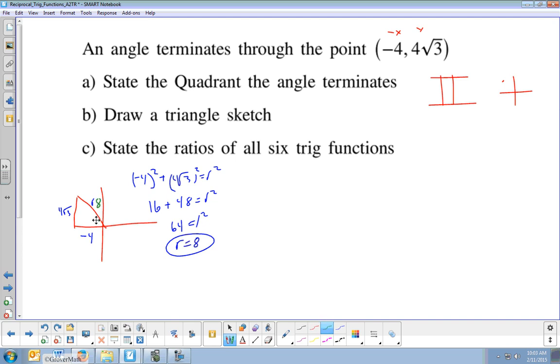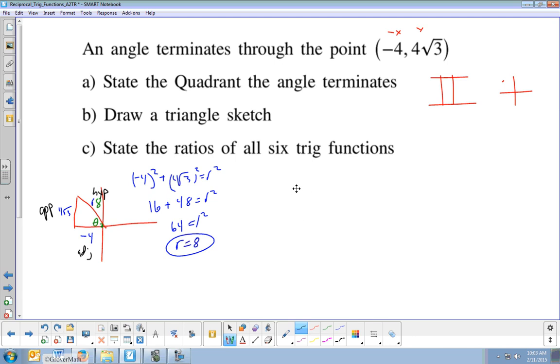And now remember, the angle we're using for perspective is always at the origin, so our angle theta is here. So that's going to mean that my opposite side is my y value, and it always works out that way. My hypotenuse we just found is 8, and my adjacent side is that -4.